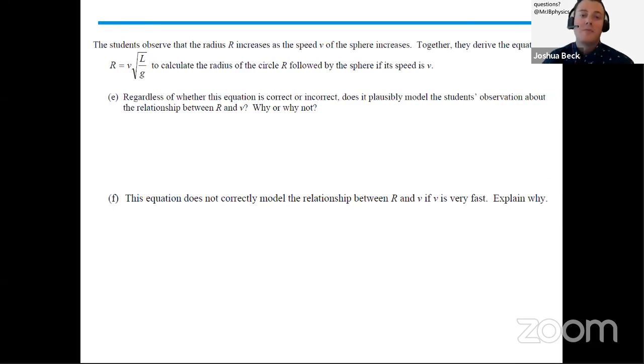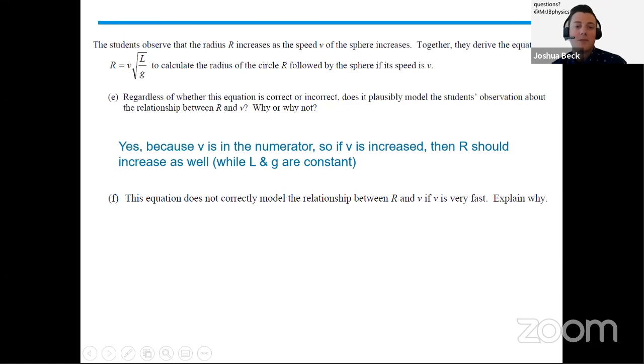All right, let's move on to the next part. Here we're given an equation. Regardless of whether this equation is correct or incorrect, these students are observing the relationship between R and speed. Okay, so it says that this is the equation that they came up with. It says regardless of whether this equation is correct or incorrect, does it plausibly model the student's observation? Okay, so the students observed that as R increased, the speed would increase. Let's see. Yes, that equation absolutely supports that.